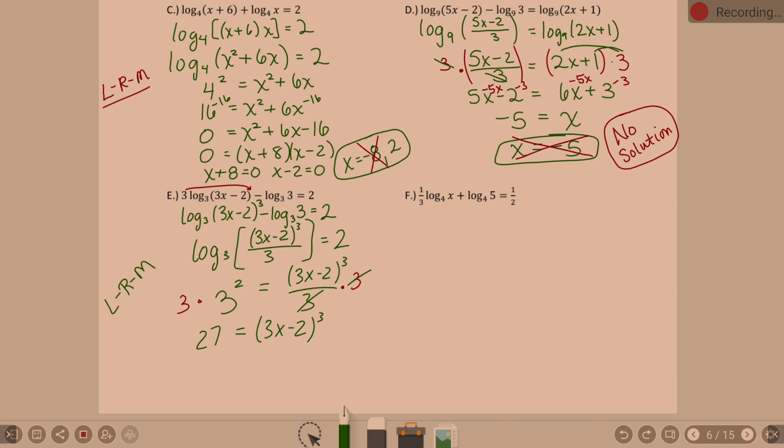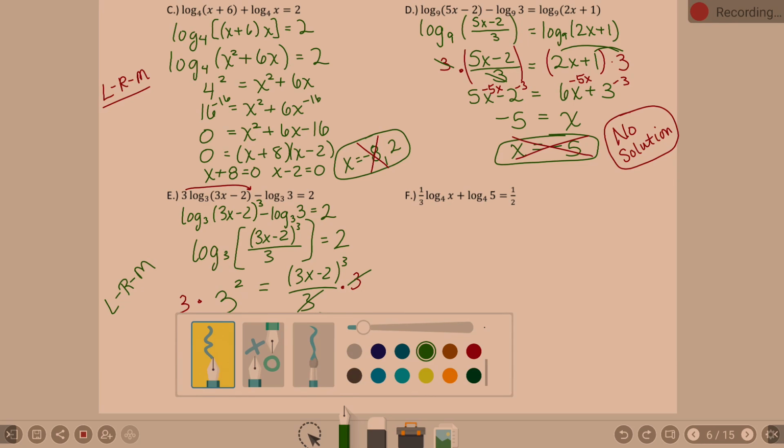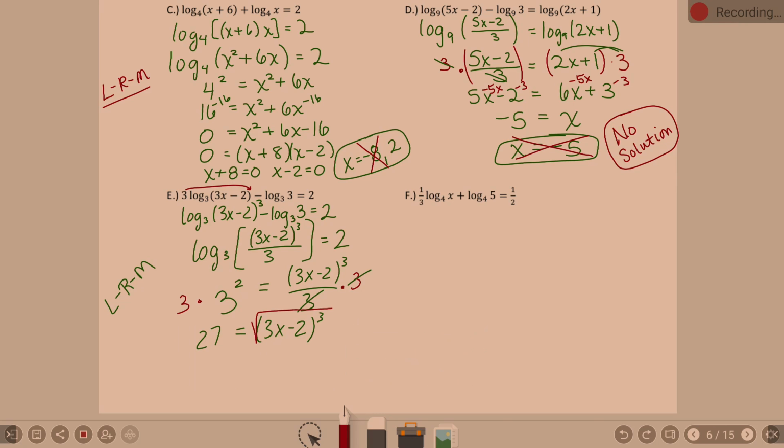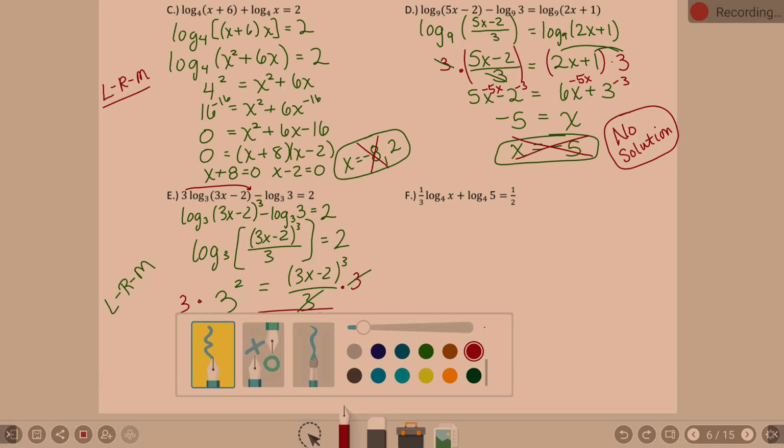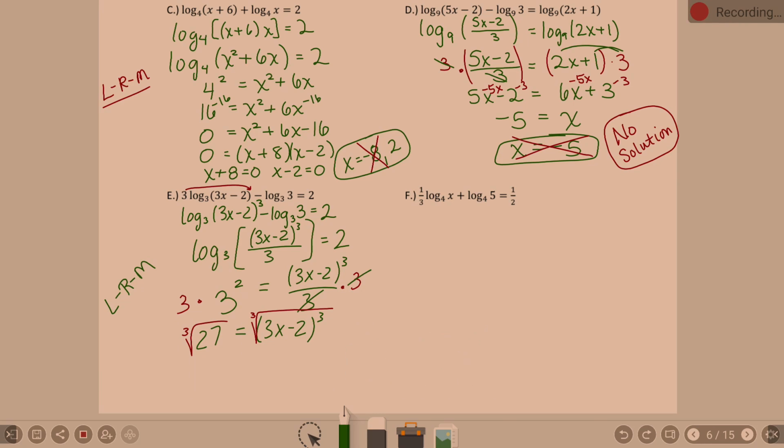Oh, we can avoid cubing that out, because since it's parentheses raised to the 3rd power, we can take the cube root. If I take the cube root of one side, I take the cube root of the other side. What is the cube root of 27? 3. Are we good? Yes. Okay. The cube root of 27 is 3.